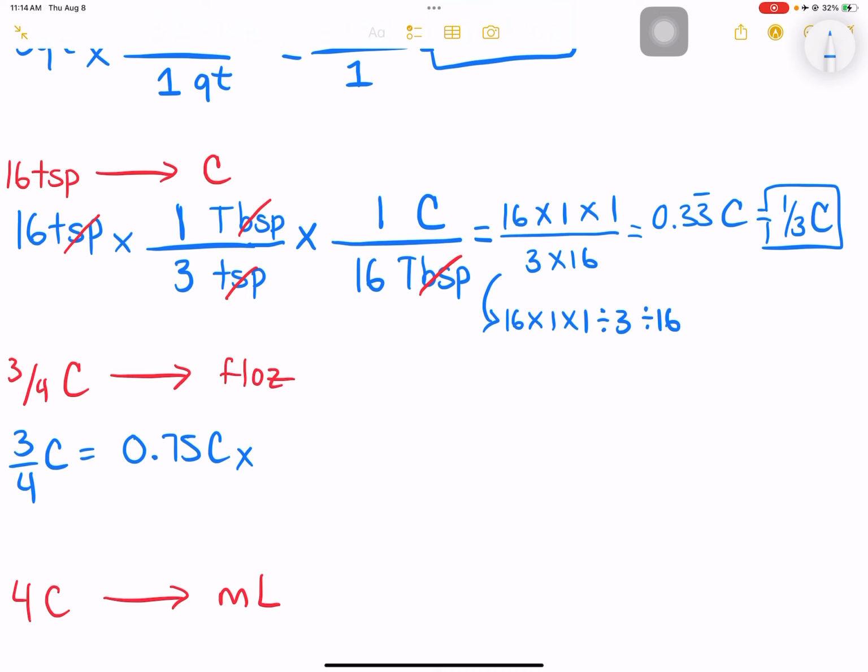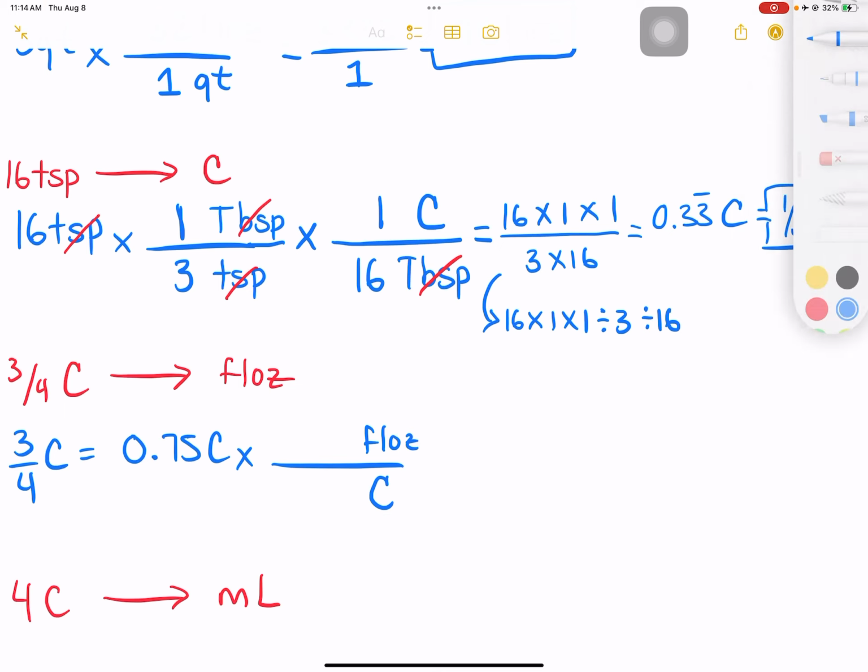This is where I'm starting, which is the 3/4 of a cup. I'm going to start my series of multiplications where the bottom unit is cups and the desired unit is fluid ounces, if I have this conversion factor on my table. So I'm going to go back to the table.